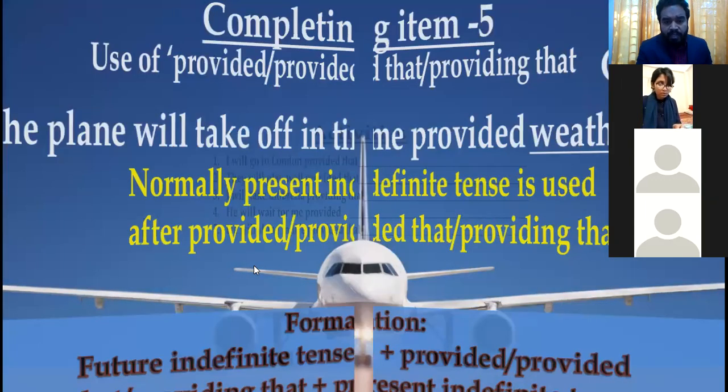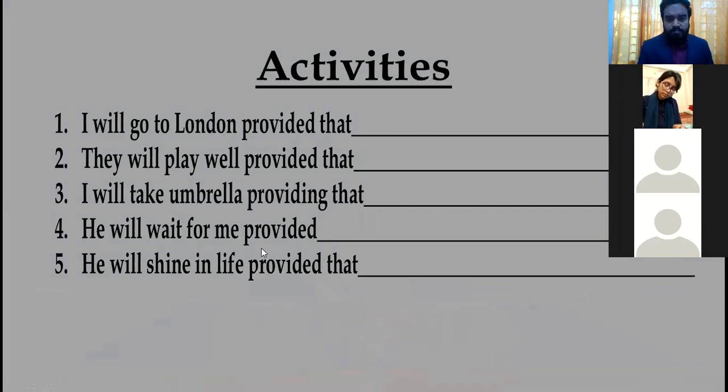Okay, so for the last time, these are the homework for you. Take a screenshot. I need to finish this right now.